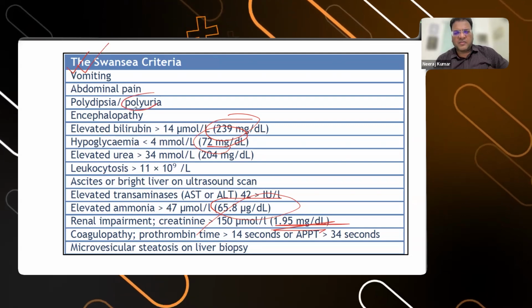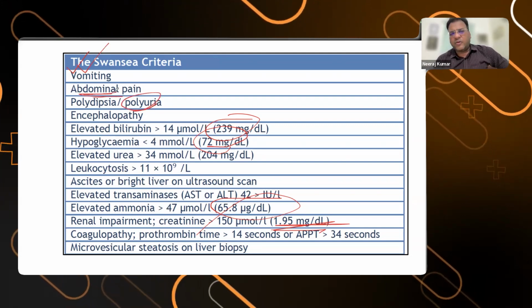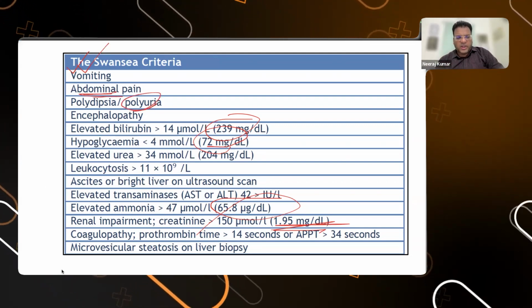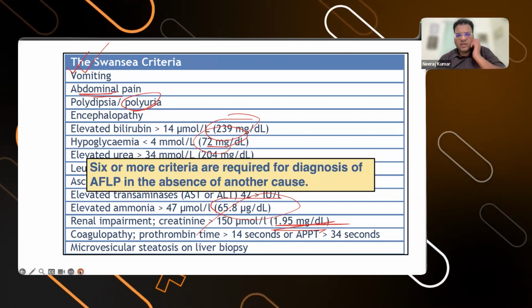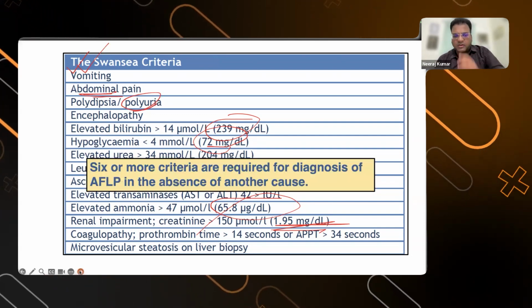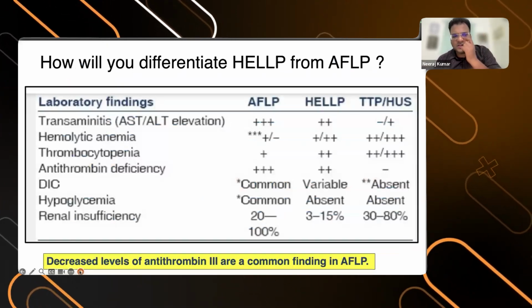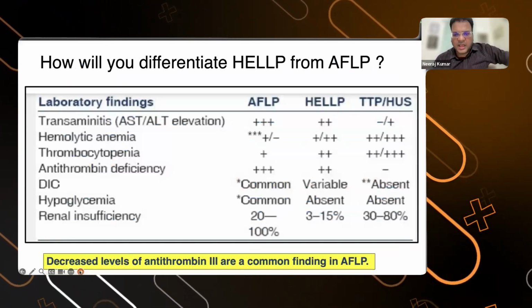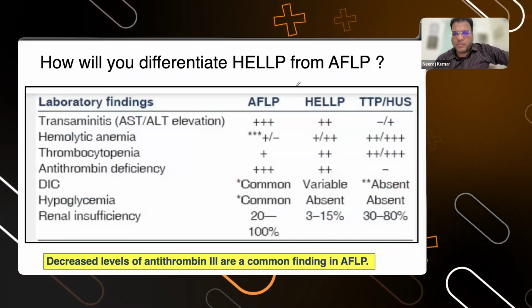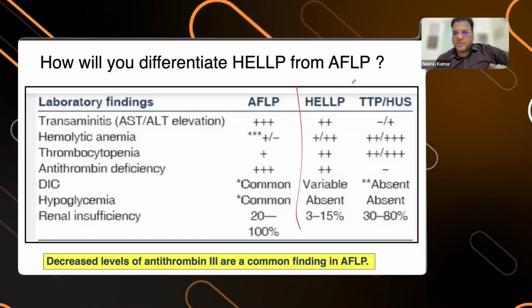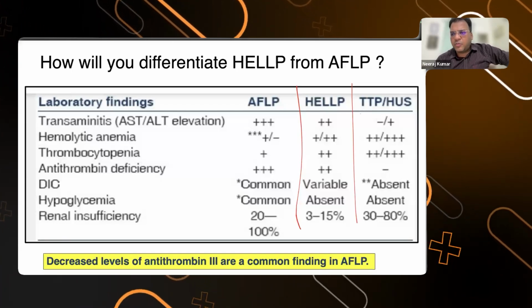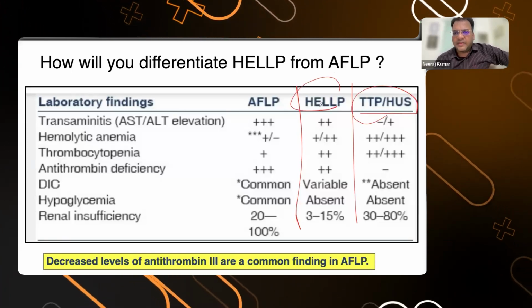A few other patients may present with polyuria, but abdominal pain and vomiting are very important, common findings that you will see in this patient. Now, 6 or more criteria are required for the diagnosis. Okay. Now, how will you differentiate this HELP from AFLP? I got this slide from one of the papers I was reading, and I thought it should be important for you all to remember, because there are 3 conditions: TTP-HUS complex, then HELP, and then AFLP.